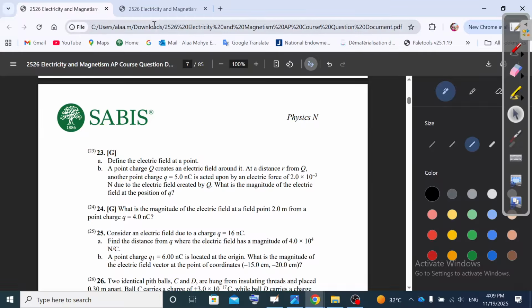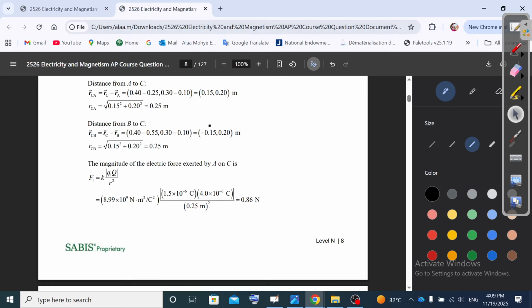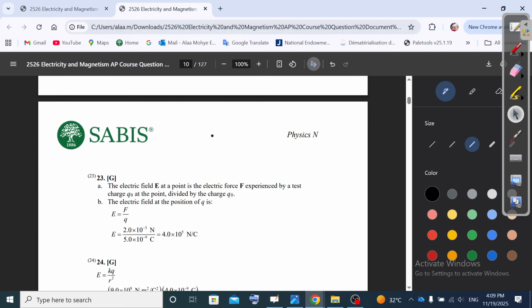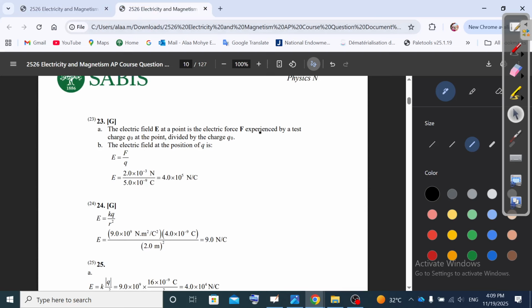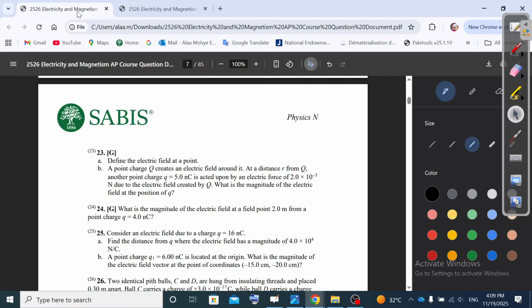Define the electric field at a point. It's where a charge experiences a force. The electric field at a point is the electric force experienced by a test charge Q naught at the point divided by the charge Q naught. So that's the proper definition if it comes. Then they told you another point charge Q is 5 nanocoulombs and is acted upon by an electric force of 2 times 10 to the minus 3 Newton due to the electric field created by Q. What is the magnitude of the electric field?